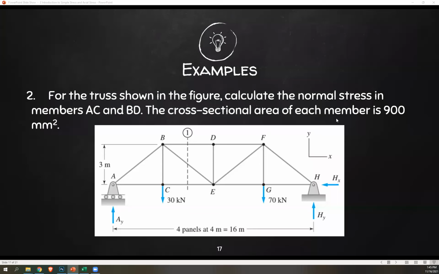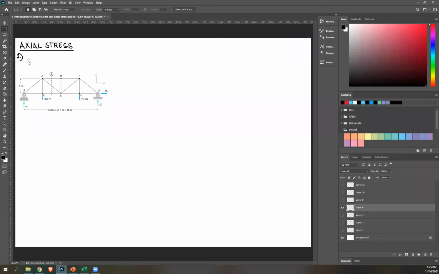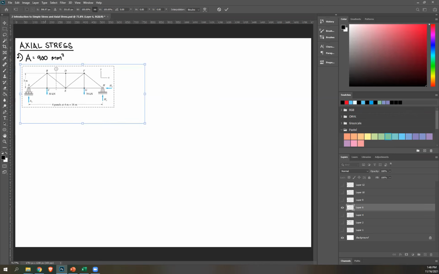So again, analyze first. We have this truss. We want to get stress in AC and BD. And then we're given cross-sectional area 900. So let's write that. Cross-sectional area 900 millimeters squared. Okay. And then let's mark out the stresses that we want. We want it on AC and BD.